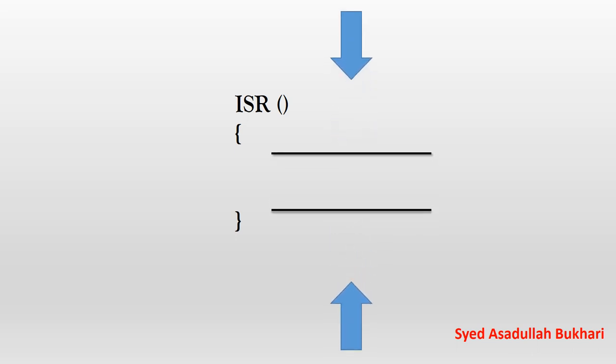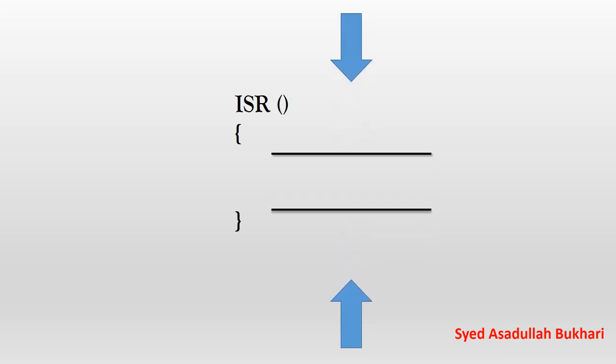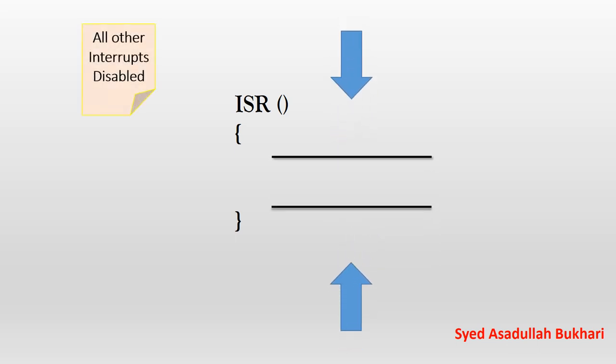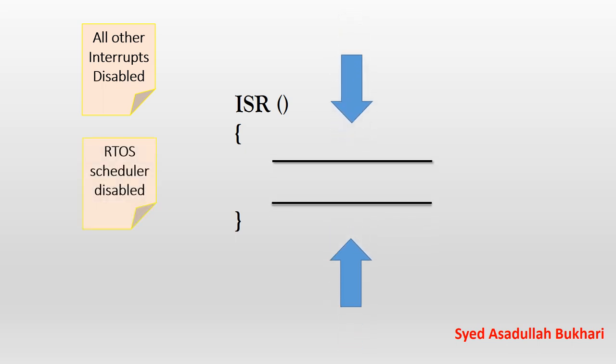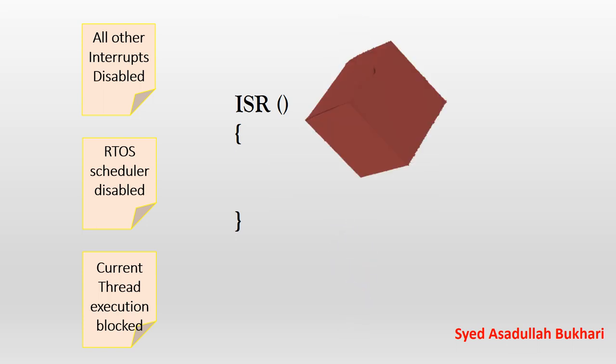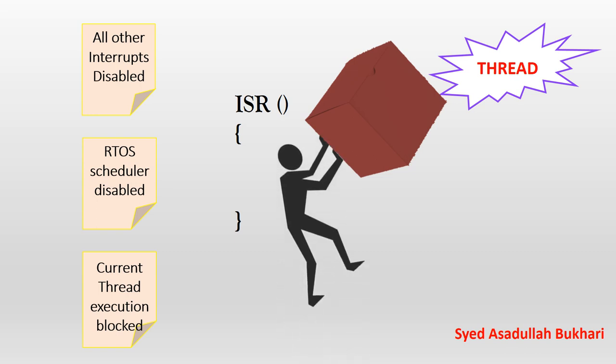An ISR has to be as small as possible in an RTOS, just to respond to the external hardware request, that's all. Because when a hardware interrupt is being serviced, all other interrupts are disabled, the RTOS scheduler is disabled, and all the current processing is halted by the CPU to service the interrupt. That is the reason why an ISR should be as short as possible and offload the actual work to the threads. Please watch my other RTOS logics video, where I have explained in detail how an ISR should be written in an RTOS.